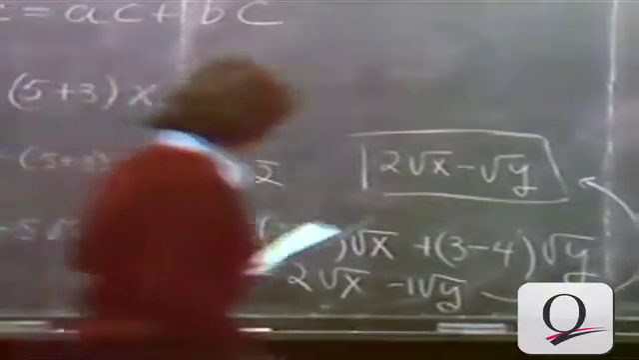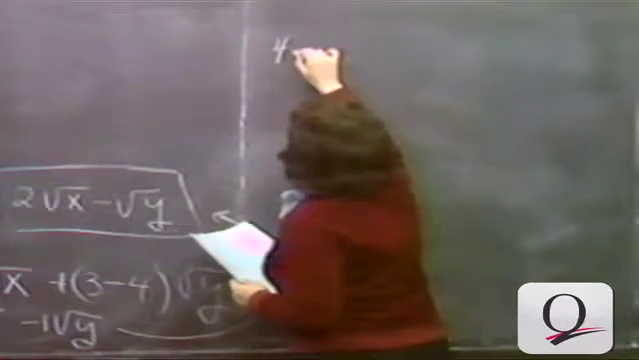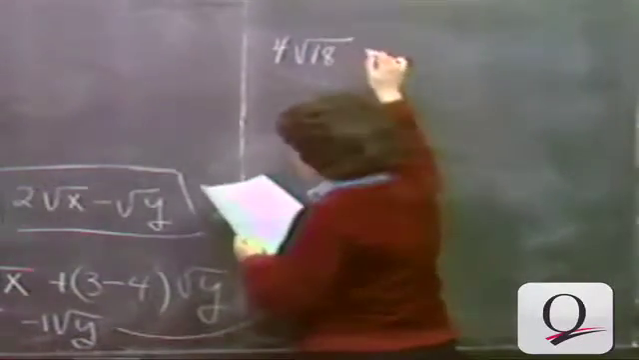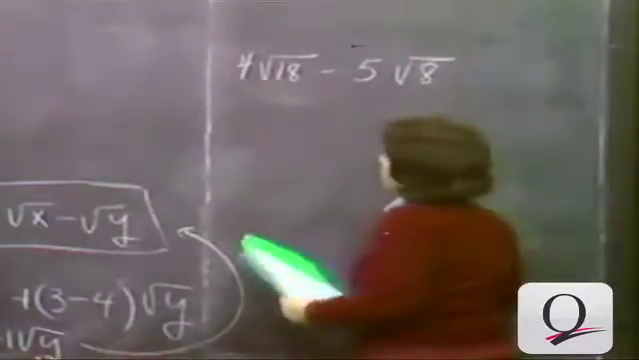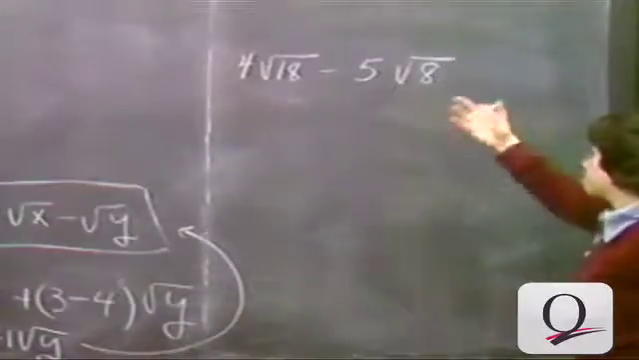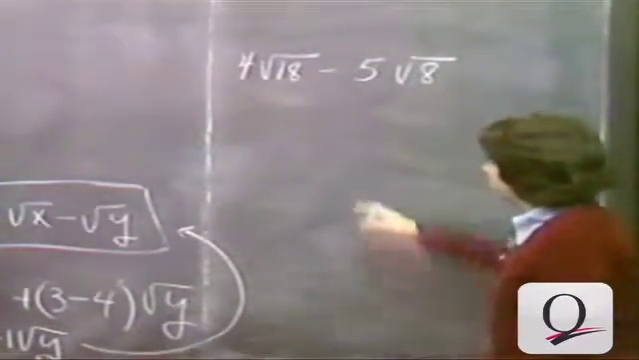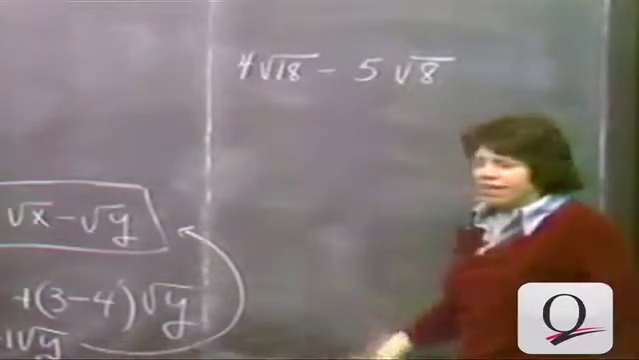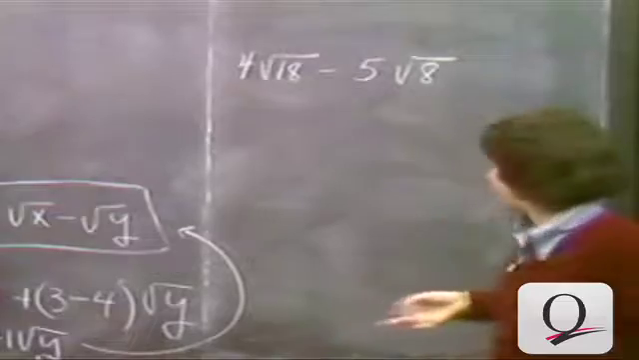Now let's look at something like this: 4 times the square root of 18 minus 5 times the square root of 8. And if you look at this very quickly, you might say, well, you can't combine these. These are different radicals and different quantities under the radical sign. You have the square root of 18, you've got the square root of 8. It's like the problem that we had before when they both had the square root of 2 or both had the square root of x.